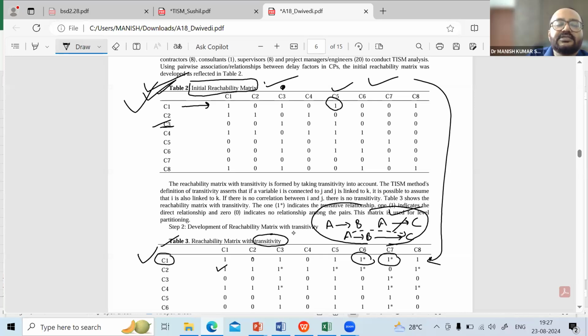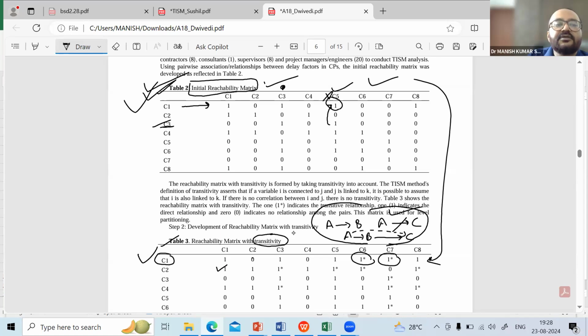C1 is impacting C1, no use. C1 is not impacting C2, no use. C1 is impacting C3, then we'll catch C3 and we'll go to C3. Now we'll find out C3 is impacting whom. So C3 is impacting C3, no use. C3 is impacting C5, there may be use, but we go here and find out that there is already a direct relationship between C1 and C5. So there is no need to change here.